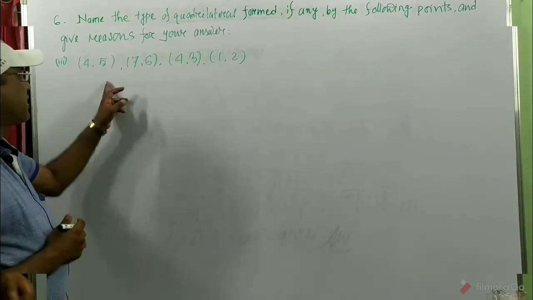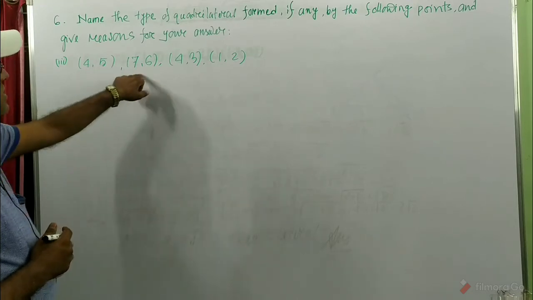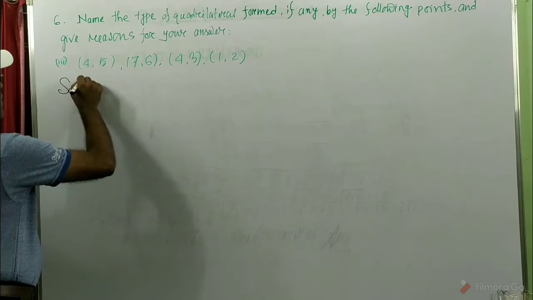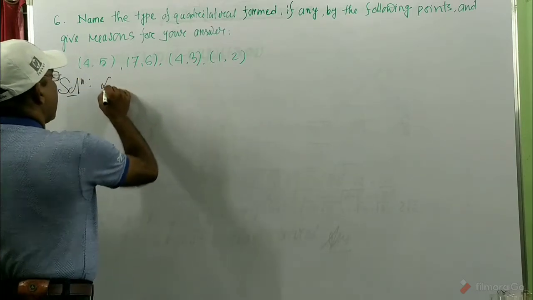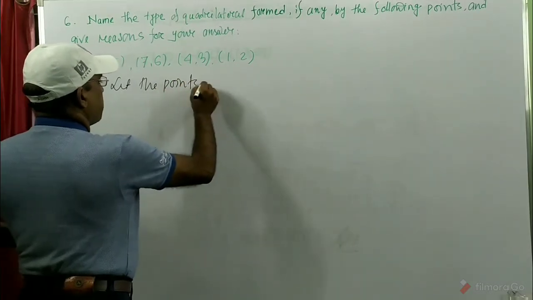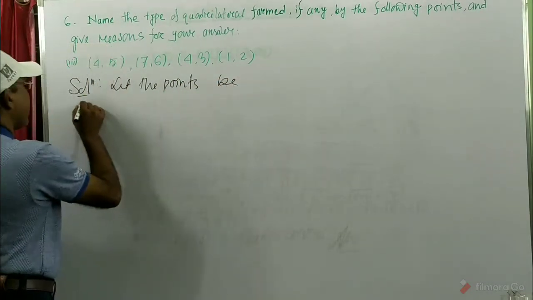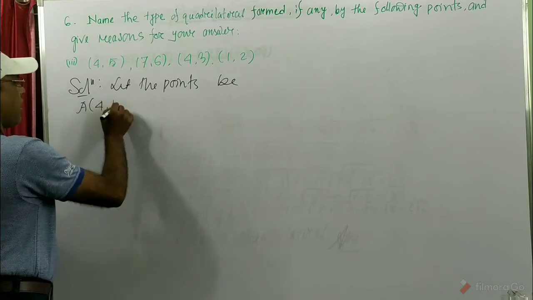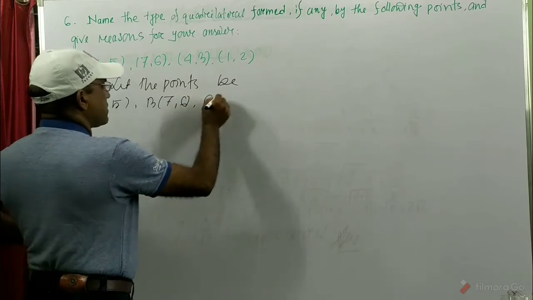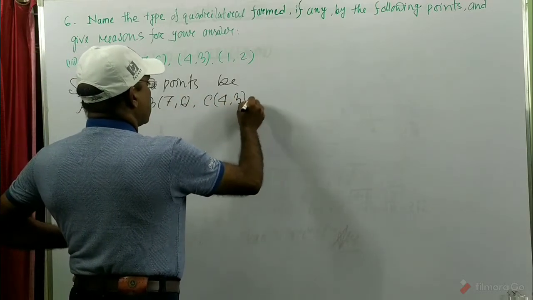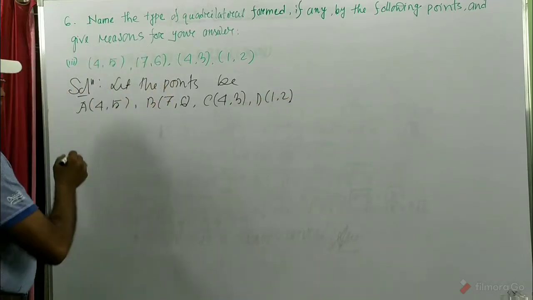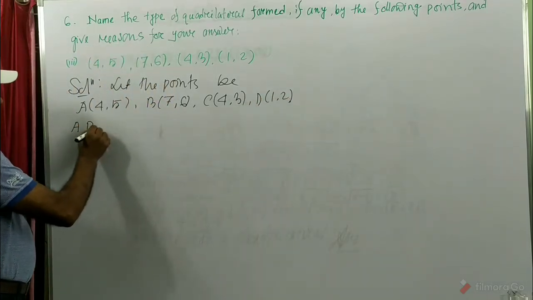Now we consider the next problem: 3, 4, 5, 7, 6, 4, 3, 1, 2. We want to examine what type of quadrilateral it is. Let the points be A (4, 5), B (7, 6), C (4, 3), D (1, 2). Now first we have to find the distance between A and B.